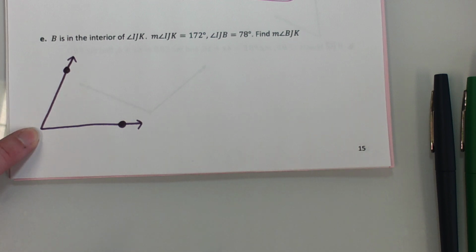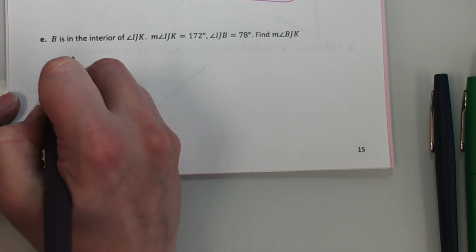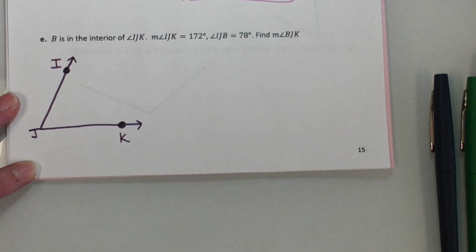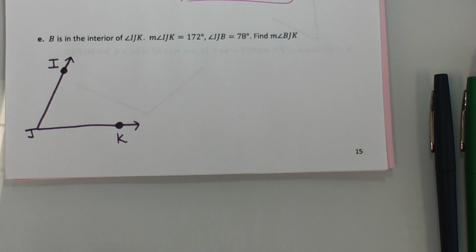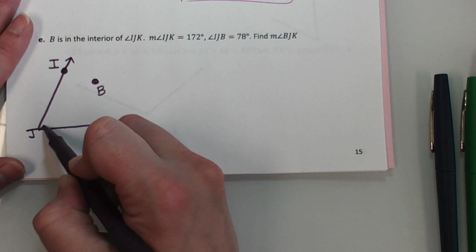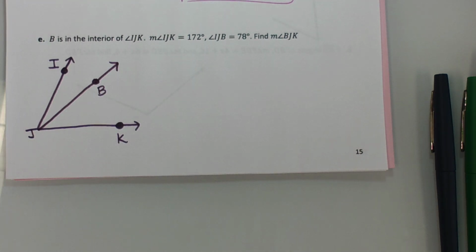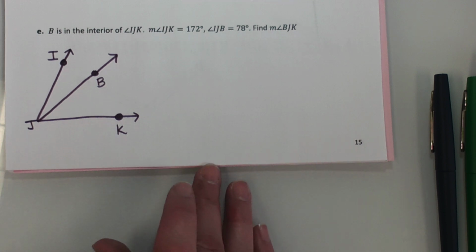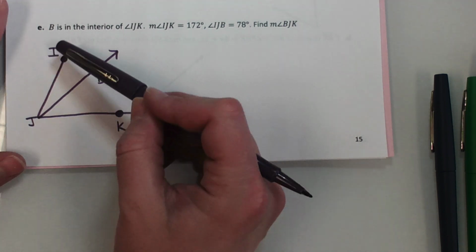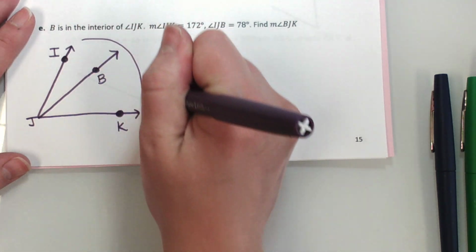Which letter goes on the vertex? J. I and K go on the other two. B is somewhere in the interior, so it's between those two rays. And I draw a ray to it so that I can see all my angles. Angle IJK was 172 degrees. Is IJK this little one, or the big one? The big one.